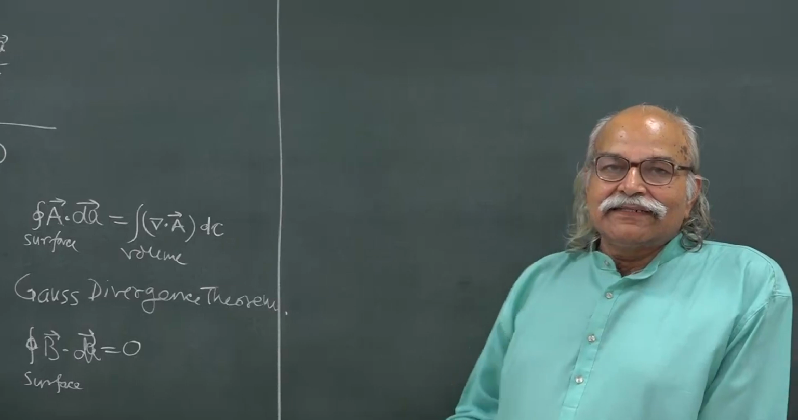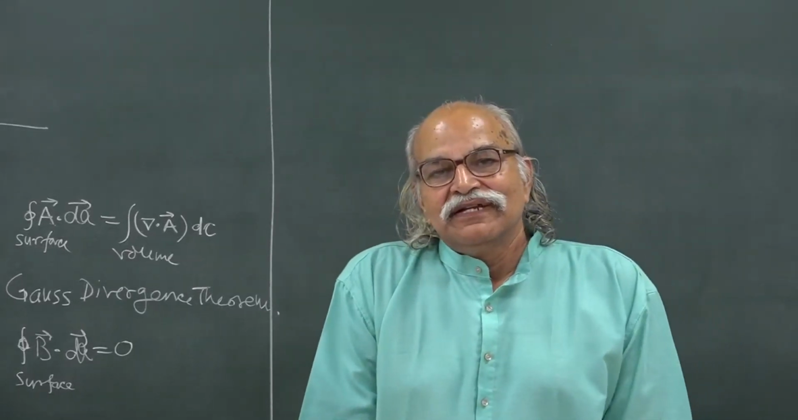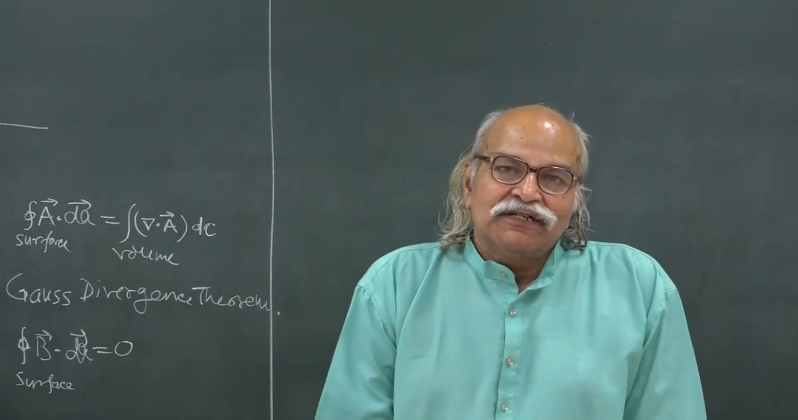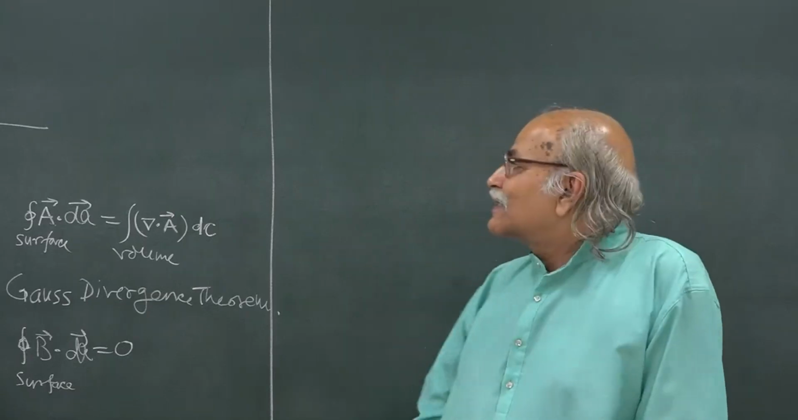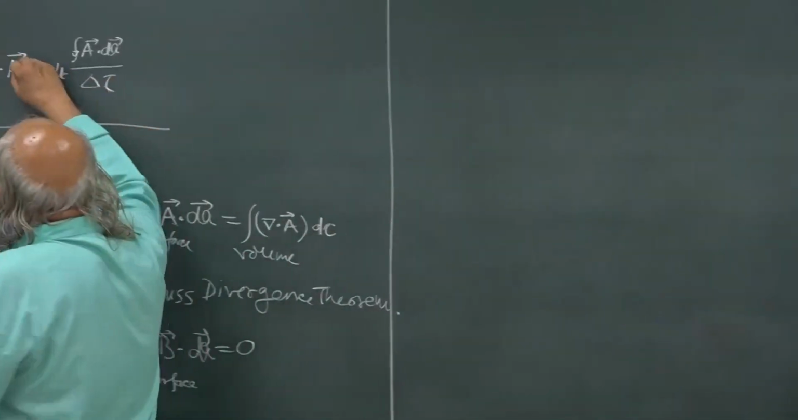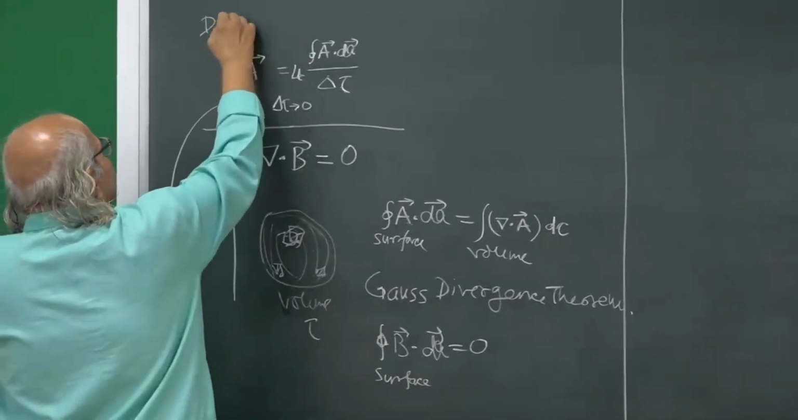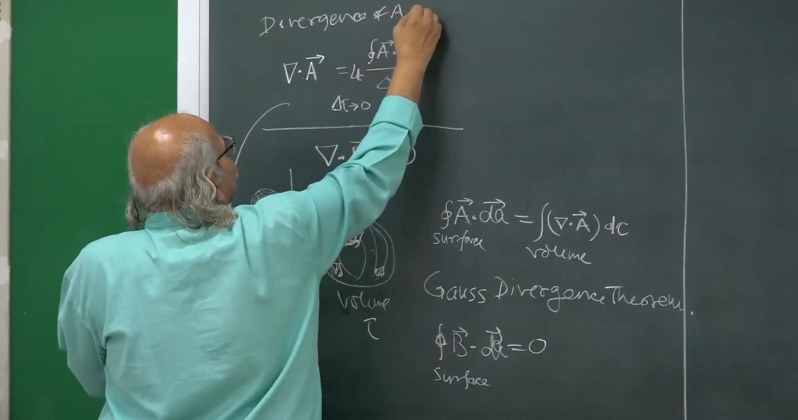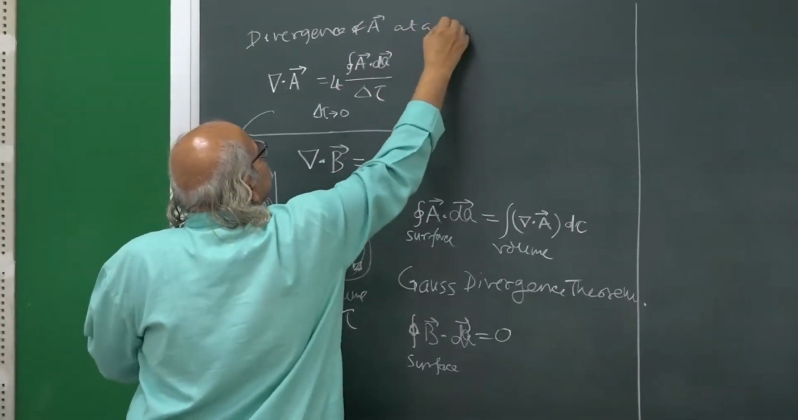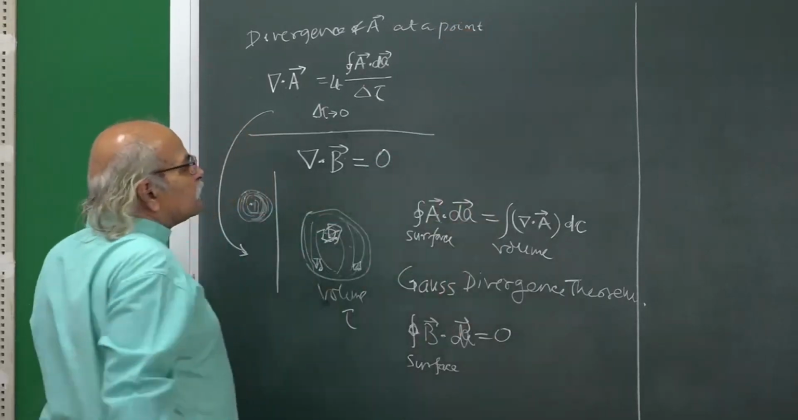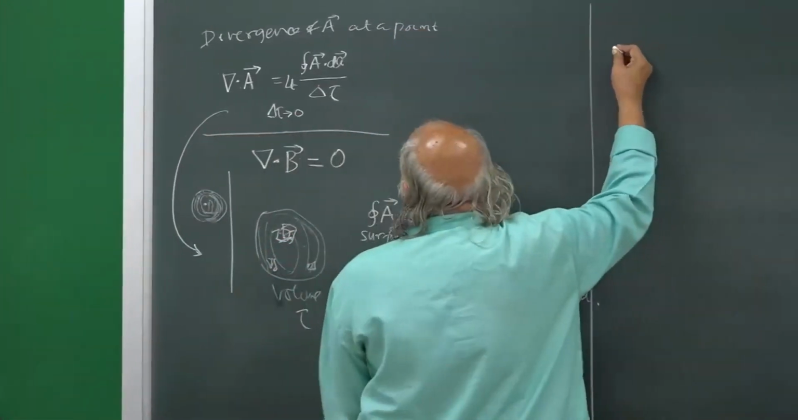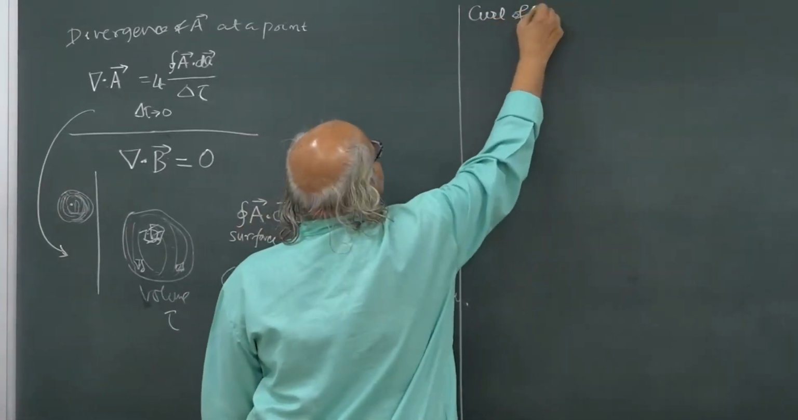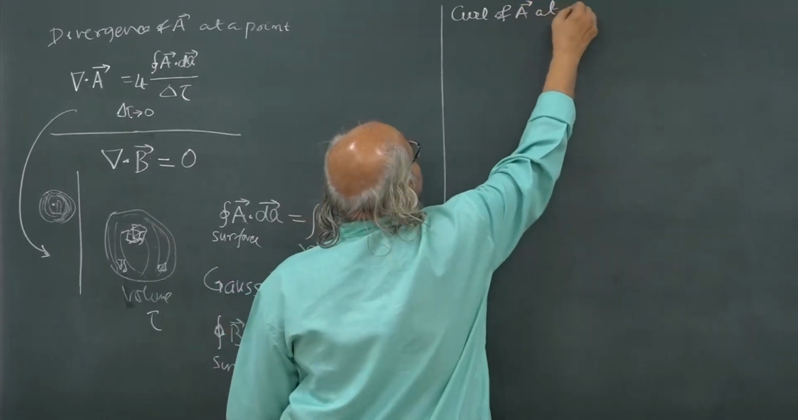Now, the other characteristic property of a vector field can be obtained by defining another vector operation, and that we call curl. This was divergence of A defined this way at a point, and we define another characteristic property or quantity which is known as the curl of vector A at a point.